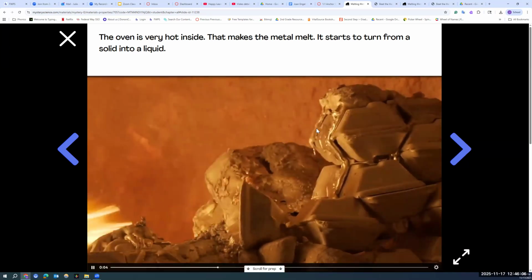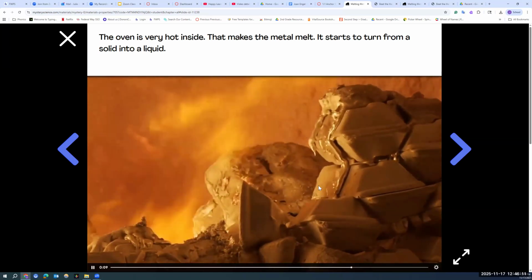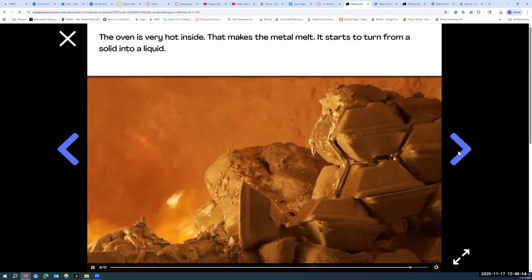You can see the metal melting from the brick shape, and it's dripping down in this picture.